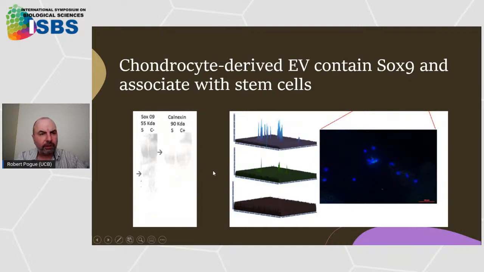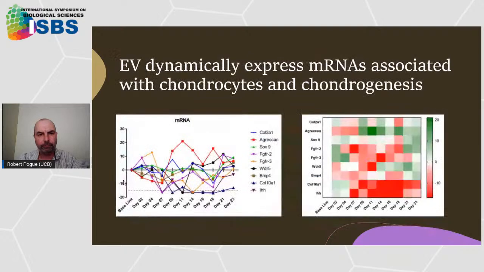Now, we also did some protein analysis of the vesicles, and we found that among the proteins that they contain, they do contain the SOX9 protein. And this was to be expected because SOX9 is a master regulator of chondrogenesis, and so it suggests that chondrocytes can produce vesicles which contain this protein, which alone is sufficient to induce chondrogenesis in stem cells.